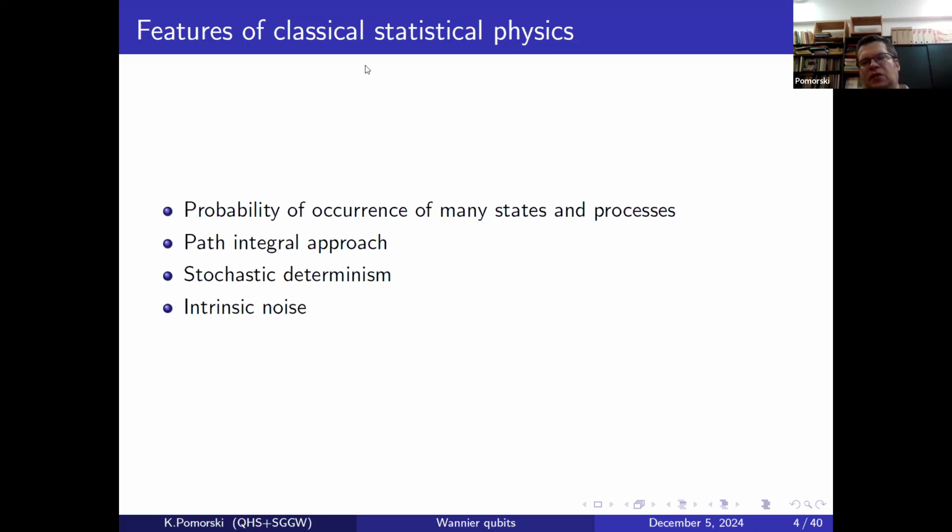And there is a stochastic determinism, so in classical statistical physics nothing is fully sure. There is only a probability of moving from one state to another state. So this is a kind of similarity with quantum mechanics. And of course, there is built-in intrinsic noise that you cannot get rid of. That is a part of this story.